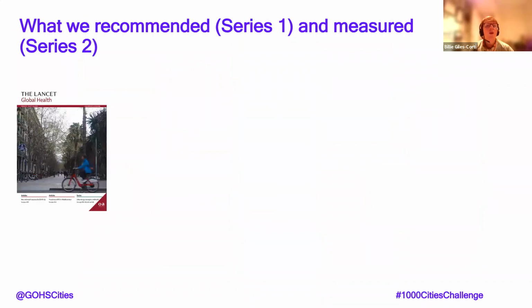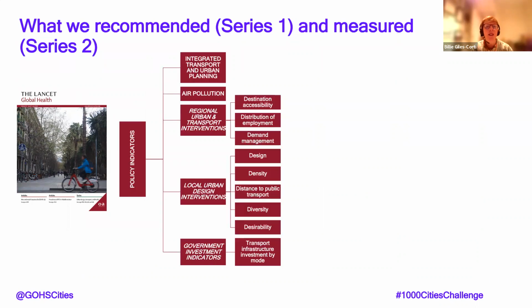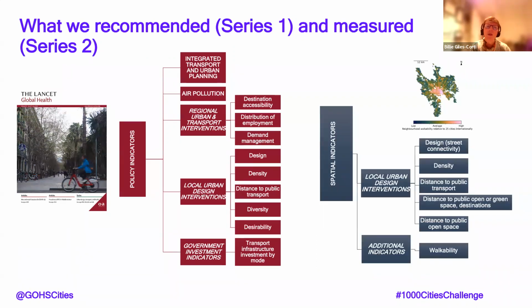Now, what we said in the series 1 is that we needed to have indicators measuring these policies and interventions on the ground. So we recommended it in series 1, and we set about measuring it in series 2. We set about a set of policy indicators, which Melanie is going to explain to you very shortly. And we said we needed to be measuring, do we have the policies in place to deliver healthy and sustainable cities? And then we had to have spatial indicators, because that would tell us about the lived experience.